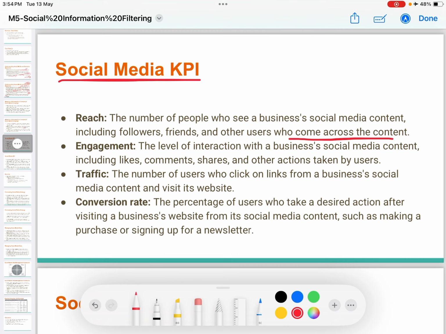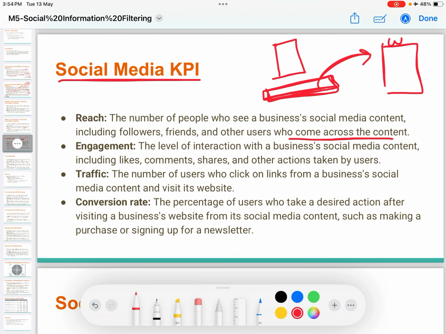Traffic, the number of users who click on the links from the business's social media content and visit its website. So for example, I have uploaded a post regarding my business on social media, and suppose there is a link also. The number of people who are clicking on this link and reaching my website, that much is the traffic.